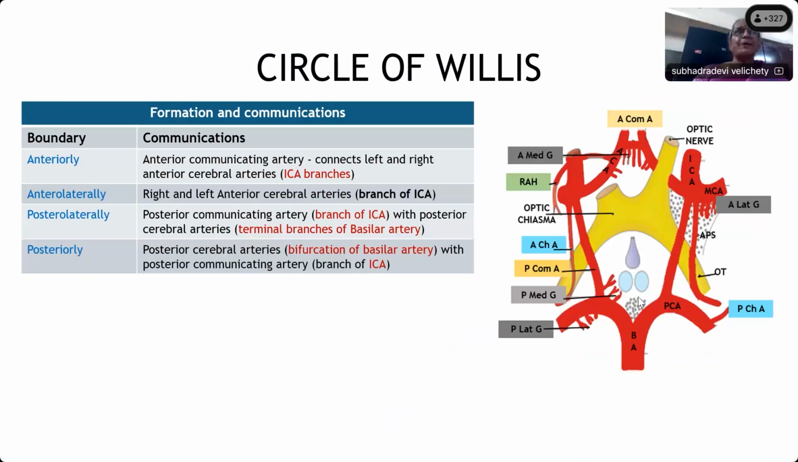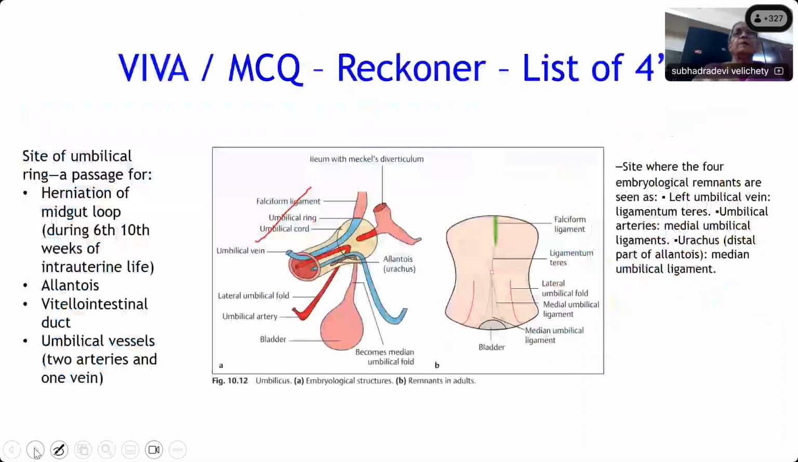Okay, so that is the. So this one also. On one side you are seeing what is in the embryonic age, the other is in the adult. What you will see in the adult, there are also 4 structures. So what are they? What is the left umbilical vein, ligamentum teres, umbilical arteries, medial umbilical ligaments, what is the urachus, what is the median umbilical ligament. Like this, you have to recollect these things in the examination, and these will form an MCQ.